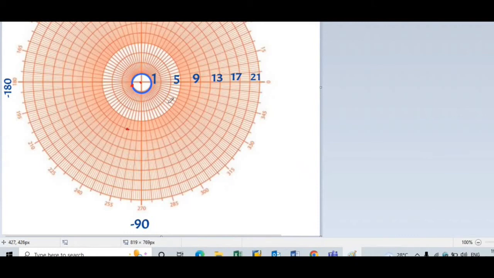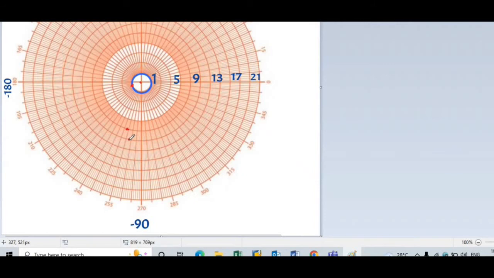Now we will move to the next, that is magnitude 11 and angle minus 102. After 9, the next circle is with magnitude 11. So this is the circle with magnitude 11, and the angle is 102. That means after 90, here is the line with 95, then 100, and after 100 we have to select two more of the smaller lines. We will select the number 102 here. So this point is also selected.